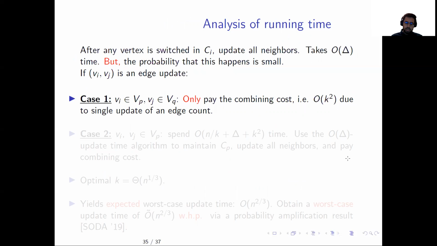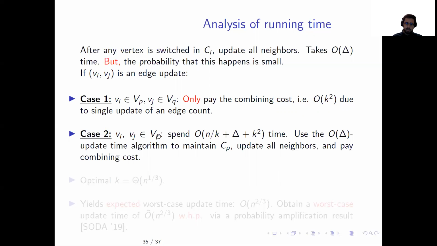So again, we use the delta update time algorithm, and if the two vertices involved in the update are actually in the same set, let's call that V_P, then we're spending some amount of time, which involves updating all the neighbors, which takes delta update time. We need to pay the combining cost, which is k squared, and to actually use the delta update time algorithm, since each of those subgraphs contain only n over k vertices at most. So this is the cost from the delta update time algorithm.